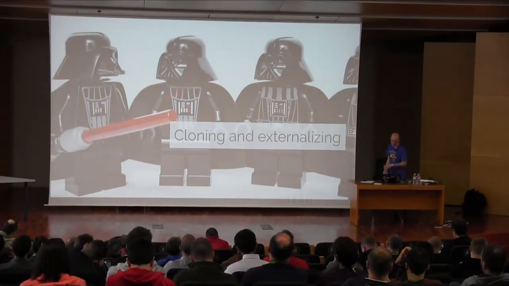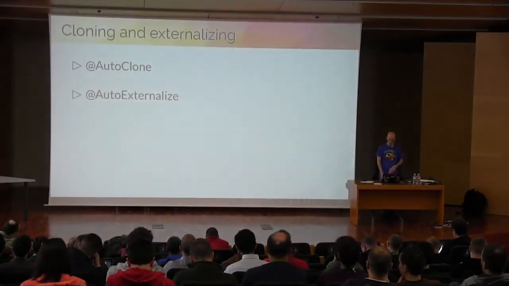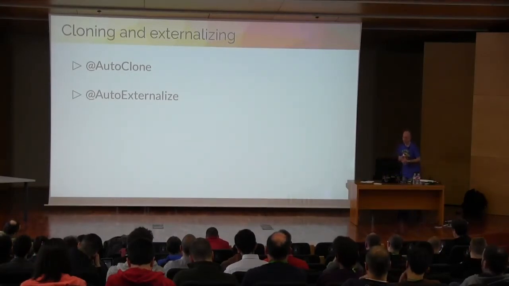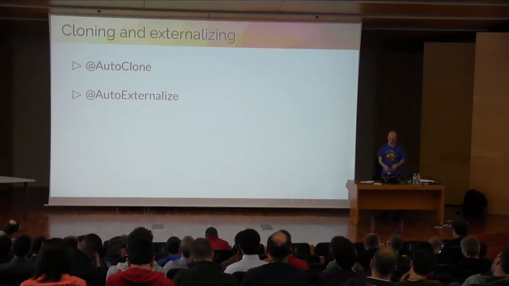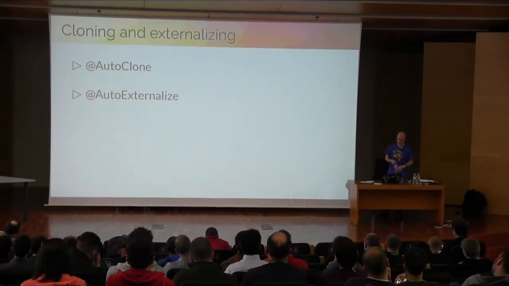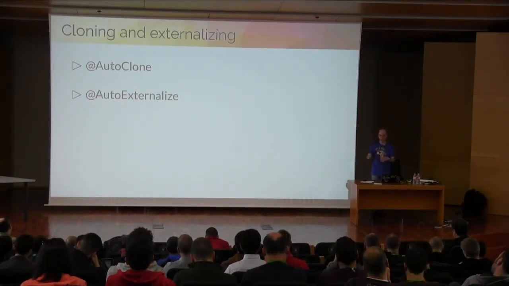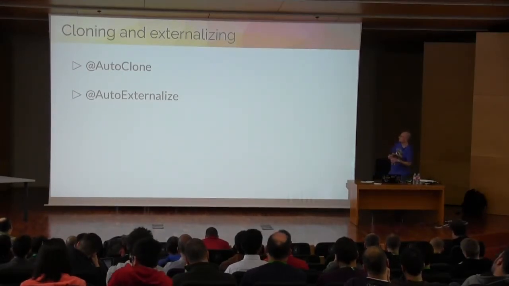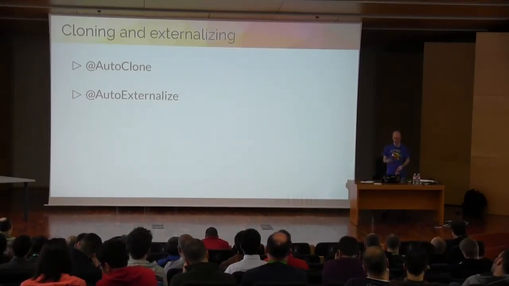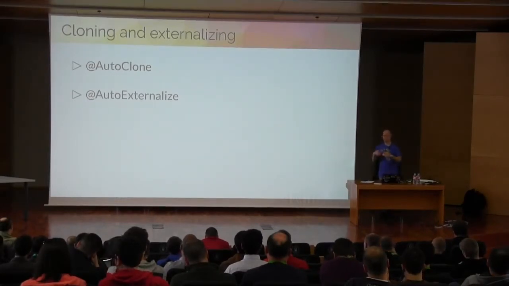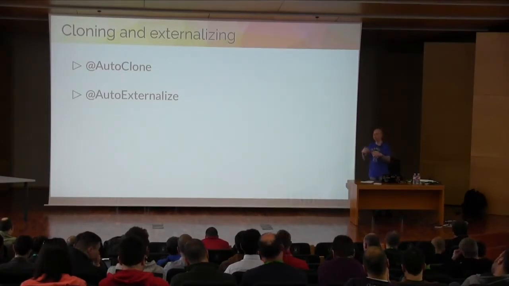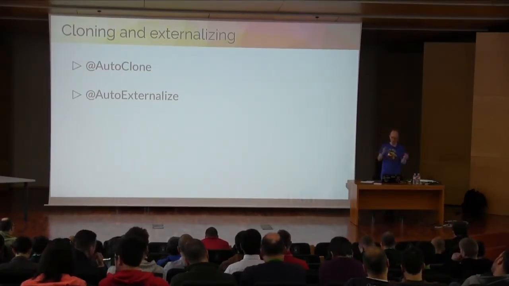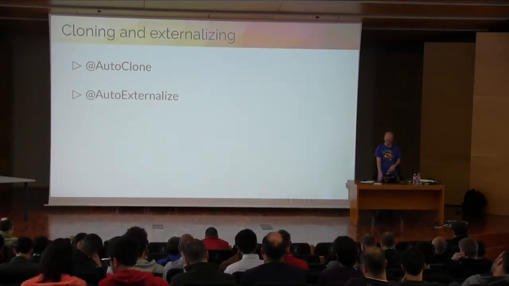Then we have cloning and externalizing. These two annotations facilitate the implementation of the Cloneable and Externalizable interfaces. We can use autoclone to implement the Cloneable interface, and this annotation uses some strategies. For example, we can always call the super.clone, or we can implement a new constructor and copy the properties. It has a lot of configuration. And with this auto-externalize annotation, it adds the two methods that we need to implement, writeExternal and readExternal, when we implement the Externalizable interface.